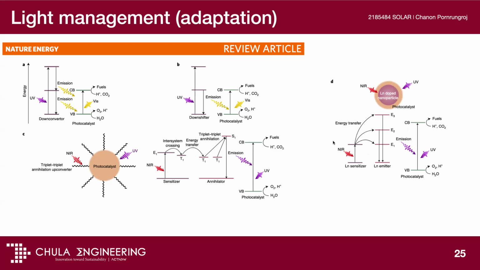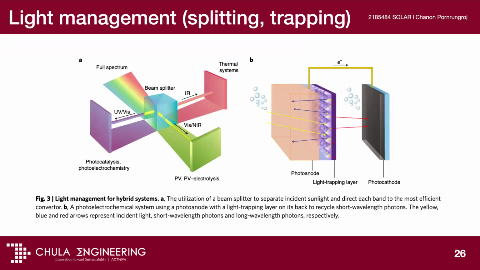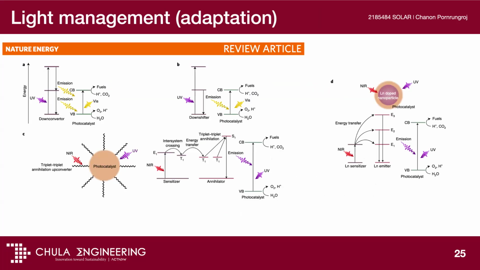These 2 are quite similar. So what you only have to remember is if you have a large energy photon, you can split it into 2 lower energy photons. If you have a large energy photon, you can modulate it and make a suitable photon for your catalyst. Or if you have lower energy photons, sometimes the material can up convert, making a high energy photon out of those smaller energy photons. So that's light adaptation, right? You adapt the light to fit your system.